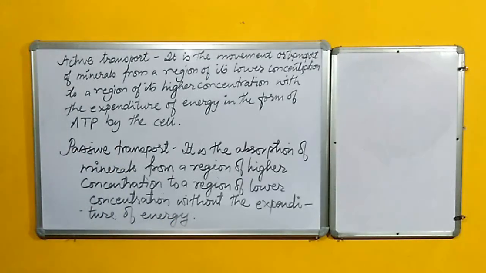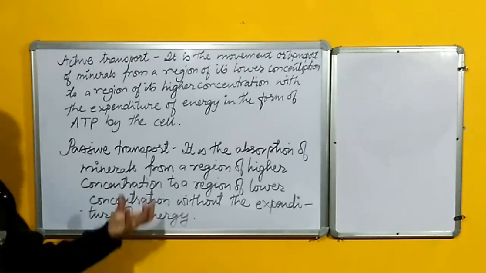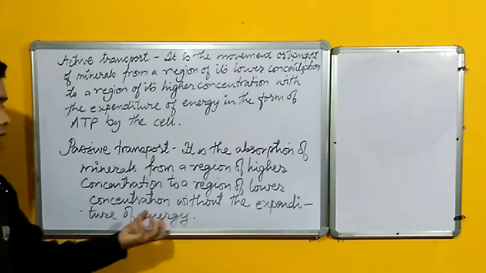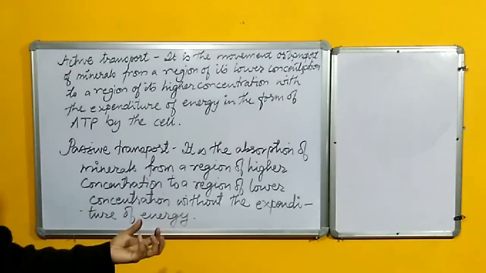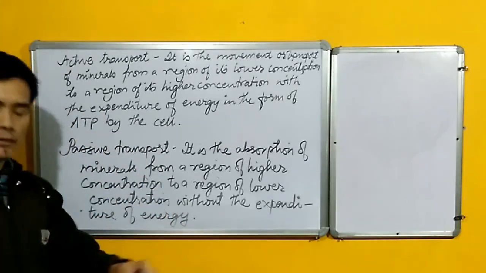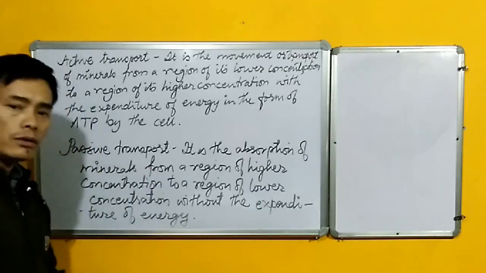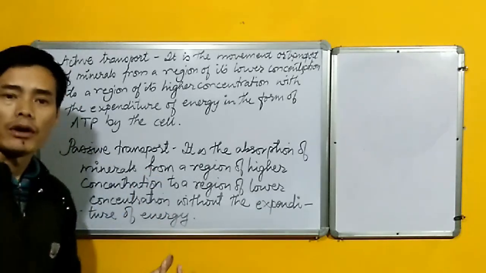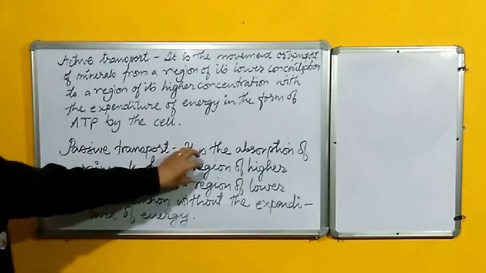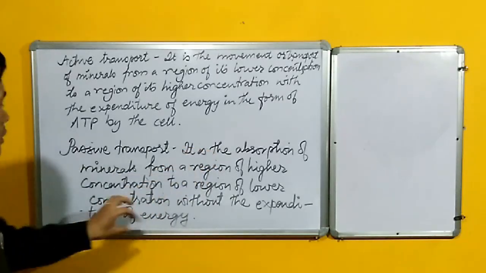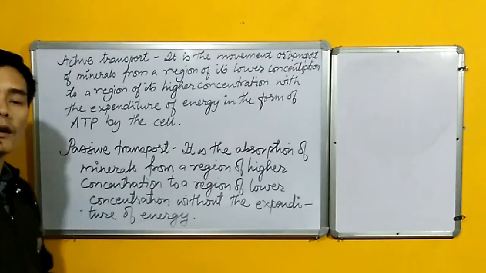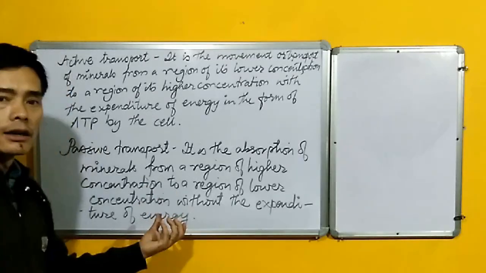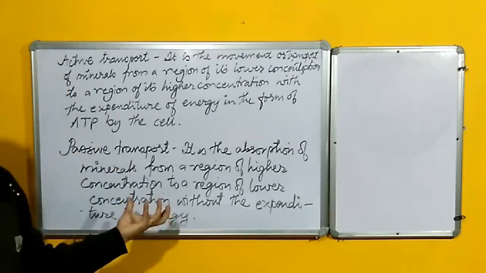So here there is no expenditure of energy because in this process the minerals move from the soil into the plant body from a region of higher concentration to a region of lower concentration. And this is simple diffusion process.